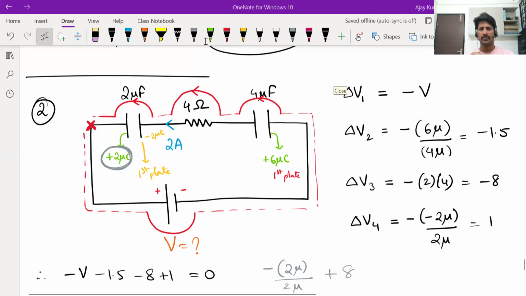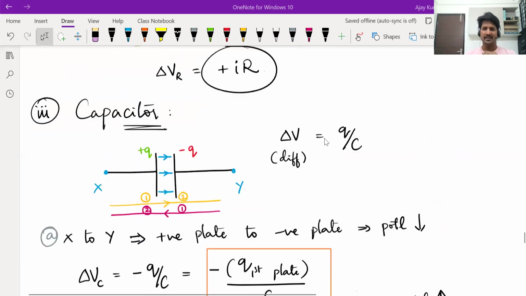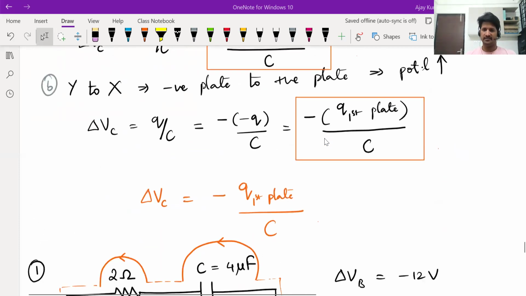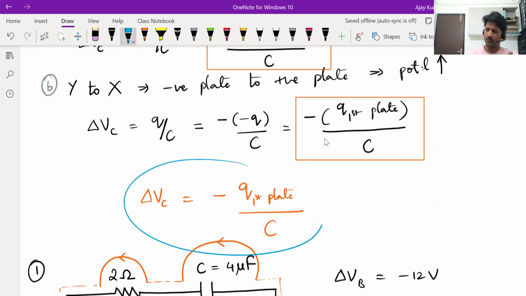For the last capacitor, it would be negative of negative. Because for the other capacitor, negative of negative? Because you took that side as the first plate, negative. Okay, we'll see. What is the formula for potential change across a capacitor that I told you? Q by C. No, I didn't tell you Q by C. I told you negative of charge on the first plate divided by C. Yes, sir, this is how you express potential change across a capacitor.